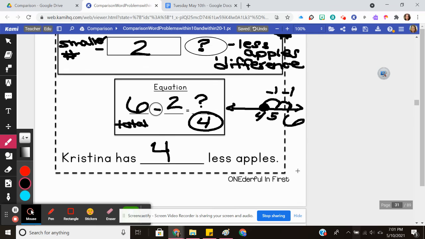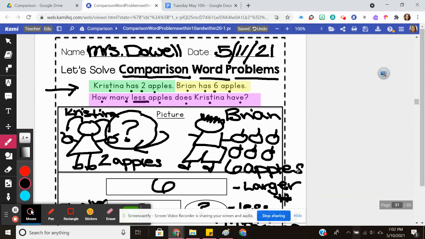So this is how you go through the process of solving your comparison word problem.